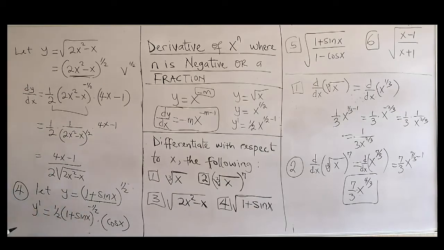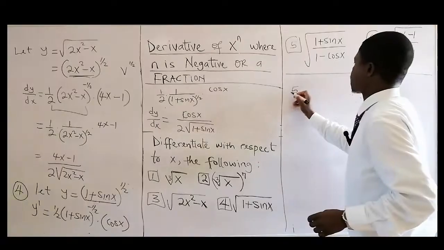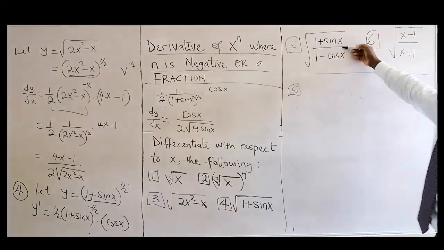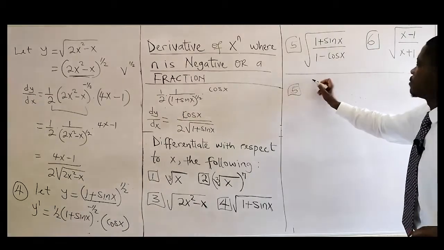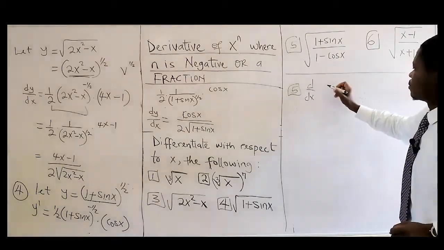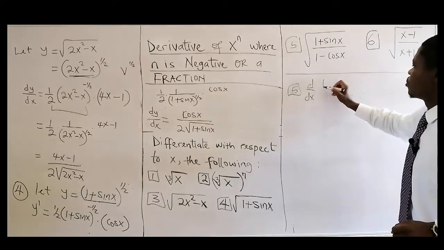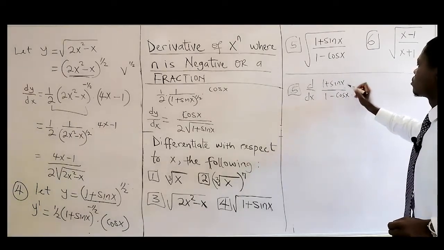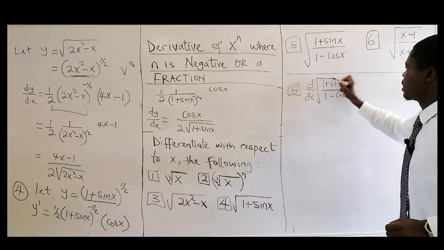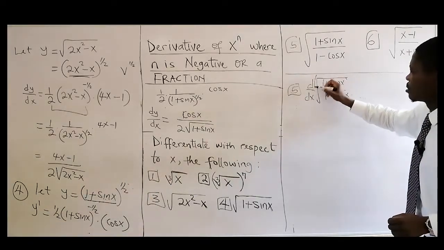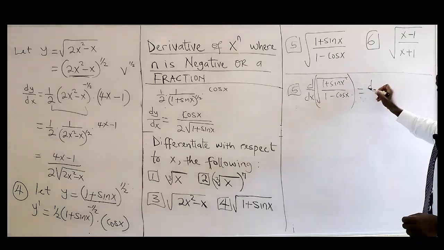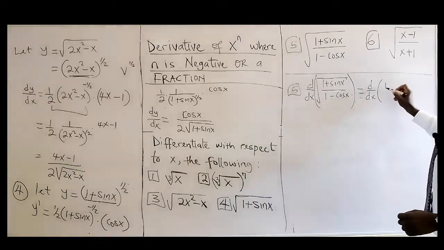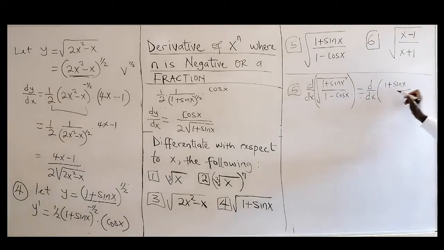So this minus half will be 1 over. Now we want to find the derivative of this one. We have d/dx of the square root of (1 plus sin x) over (1 minus cos x). So this is what you have, you have square root of that. So step 1, you remove the square root, which will be equal to d/dx of (1 plus sin x over 1 minus cos x), all to the power half. That's step 1.